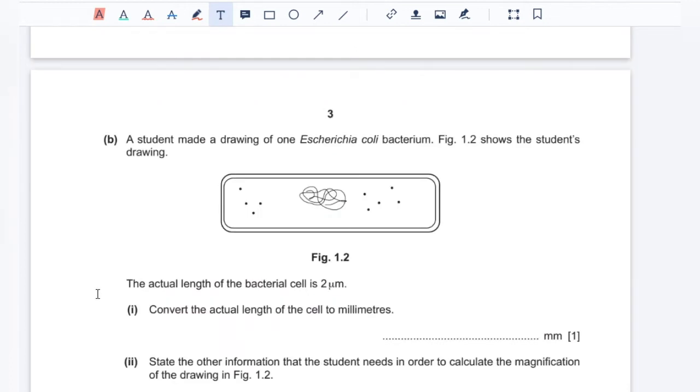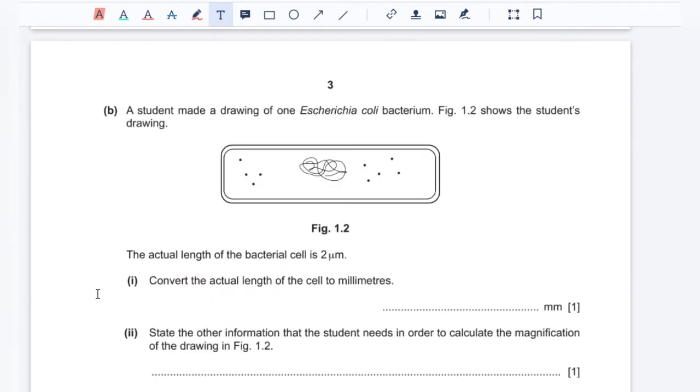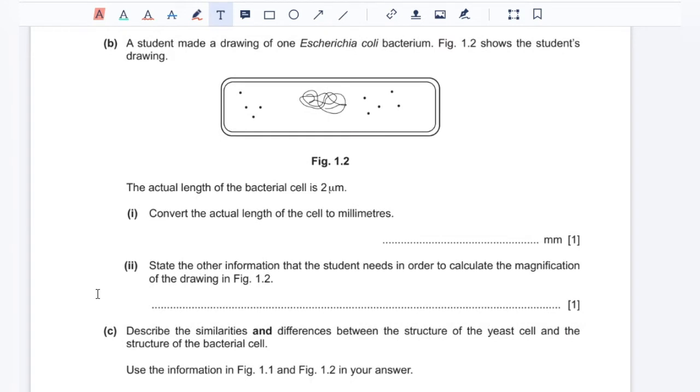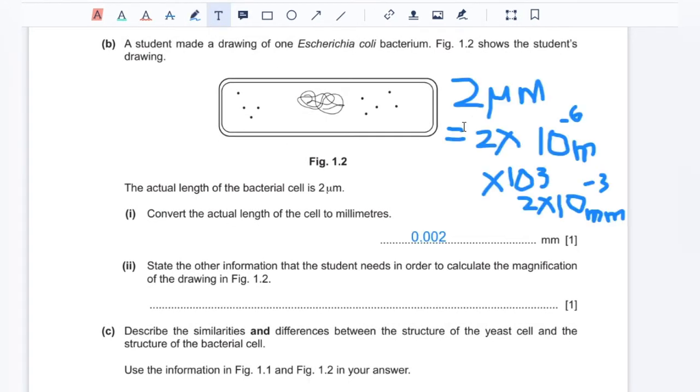B. A student made a drawing of one E. coli bacterium. Figure 1.2 shows the student's drawing. The actual length of the bacterial cell is 2 micrometers. Convert the actual length of the cell to millimeters. So you've got 2 micrometers, which is equal to 2 times 10 to the power of -6 meters, and you multiply that by 10 to the power of 3, which gives you 2 times 10 to the power of -3 millimeters, and that is 0.002 millimeters.